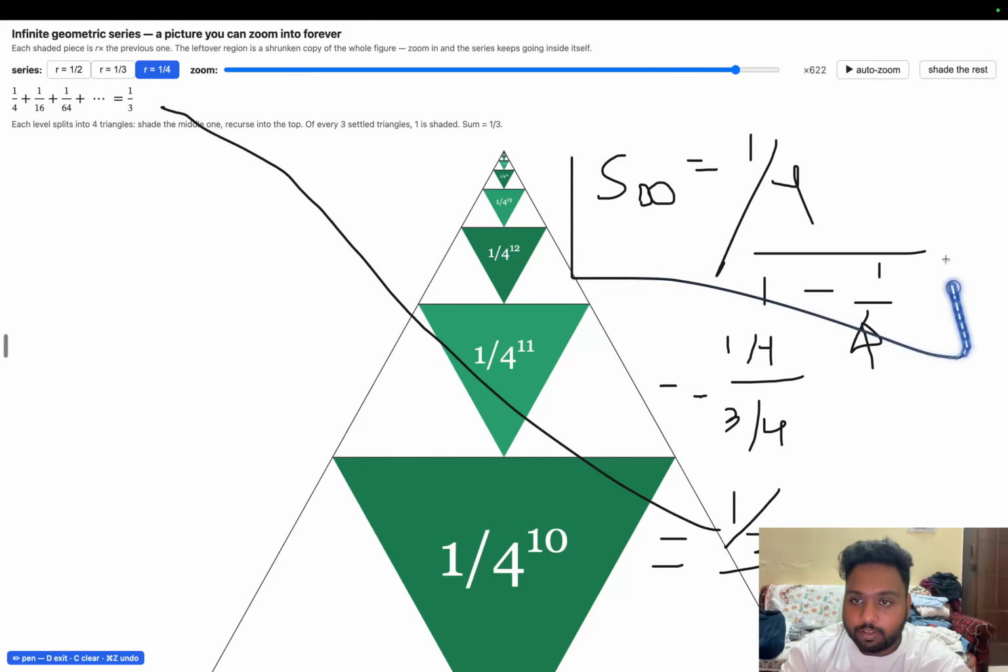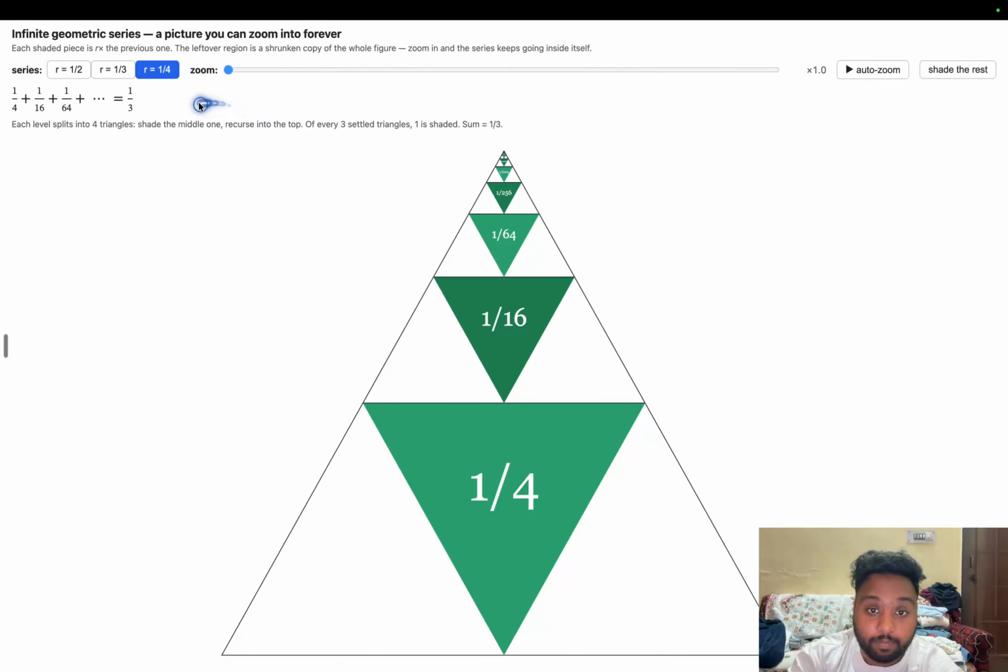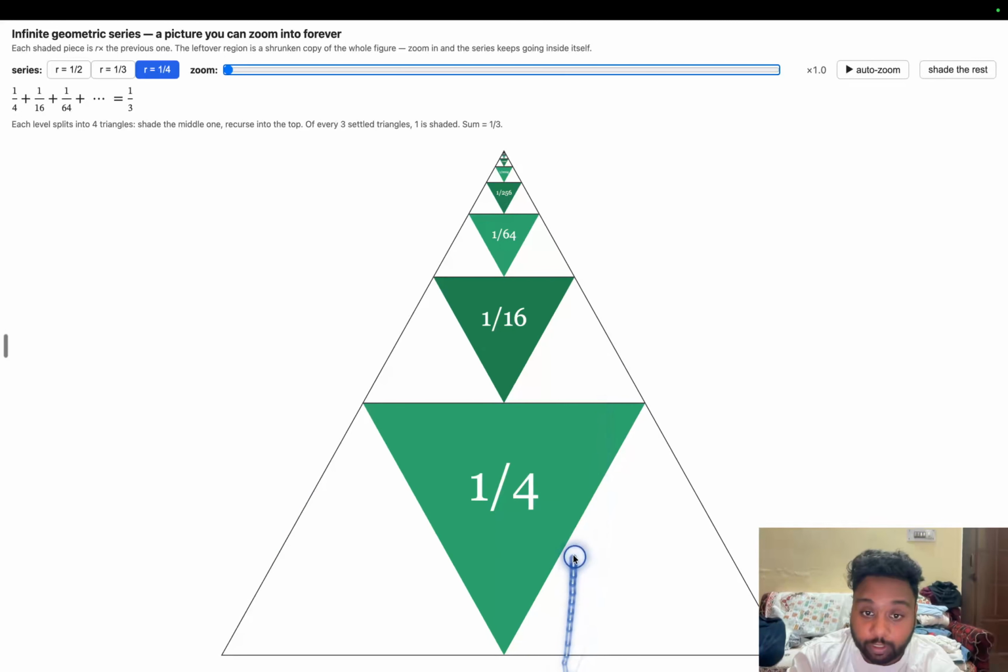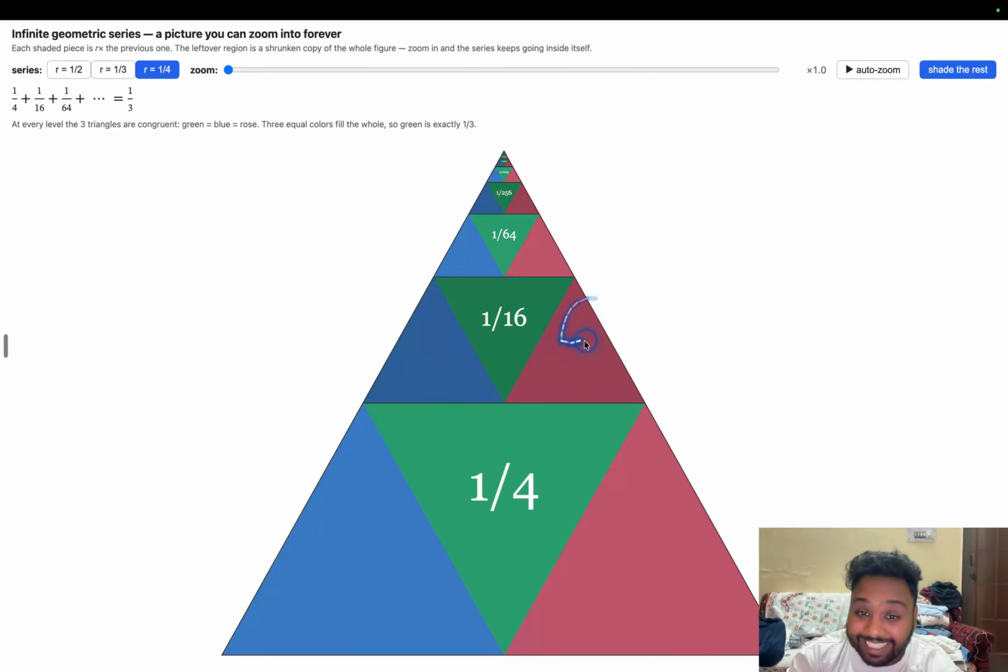So our formula is correct. Now we are going to see how it visually makes sense that this infinite series or sequence sums up to be 1 by 3. I divided my triangle into 4 equal parts. Now what I'm saying is, the remaining area, this area which is in red and this area which is in blue, is equal to the area which I have here.